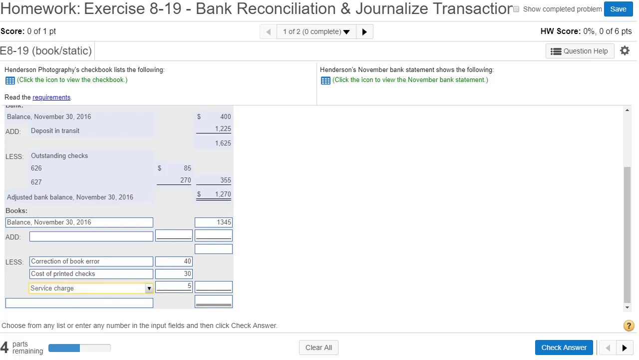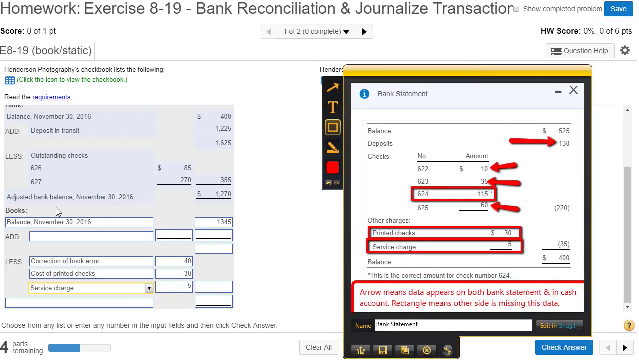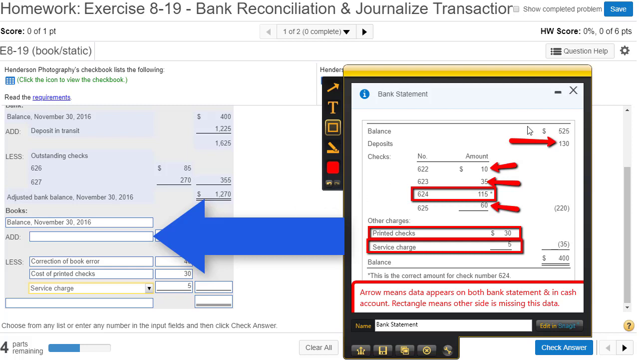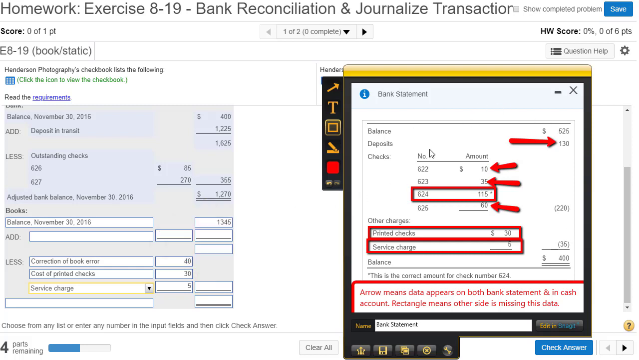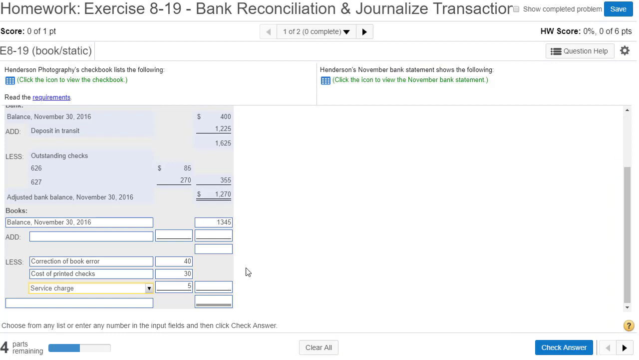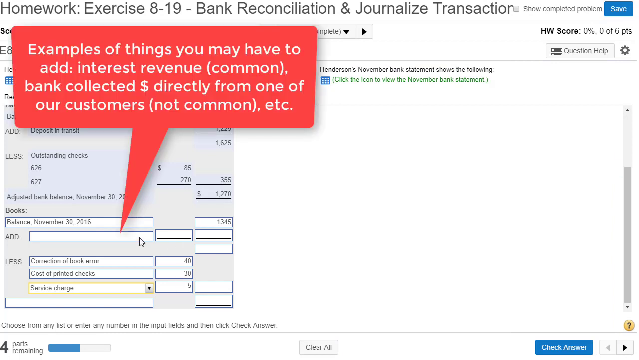And now, some of you may be saying, well, wait, don't we have to add something? Well, not if we don't have anything to add. So this was a subtraction, this was a subtraction, this was a subtraction. So we're going to leave the add portion blank. An example of something we would add is if the bank collected from one of our customers and we did not know about it until the bank statement showed up.